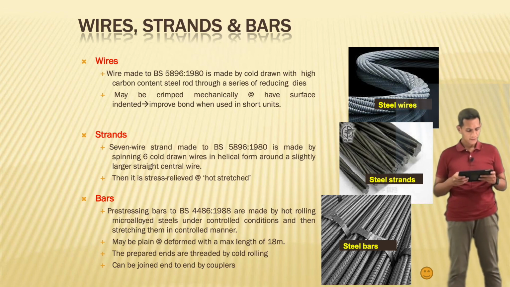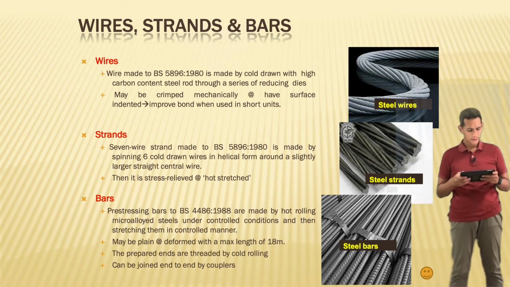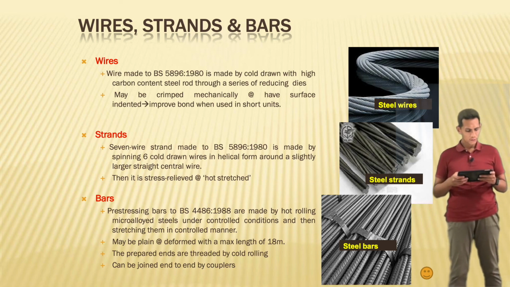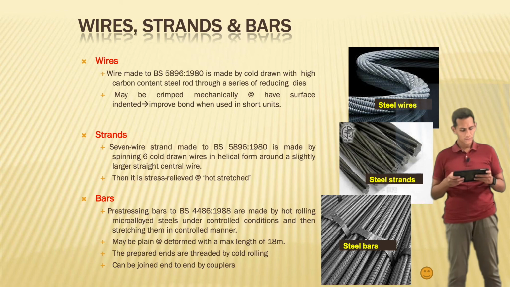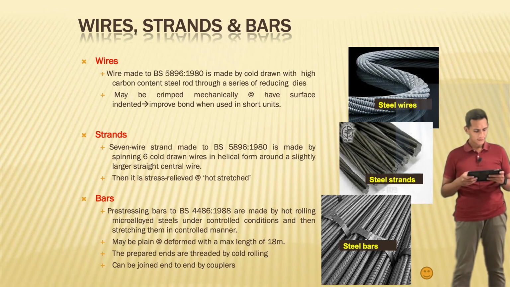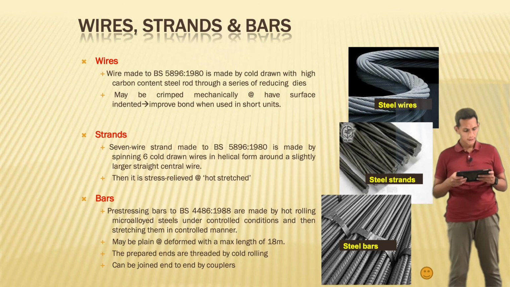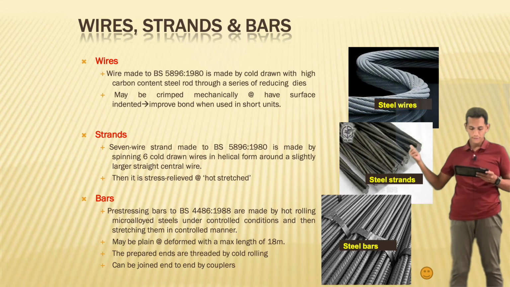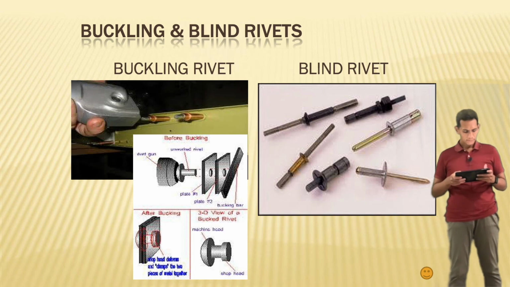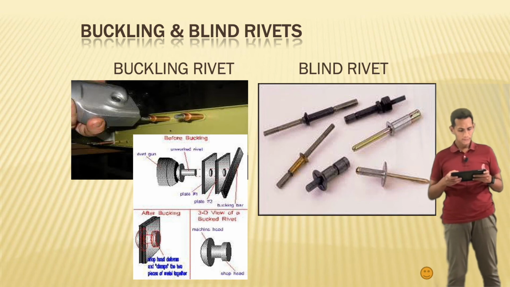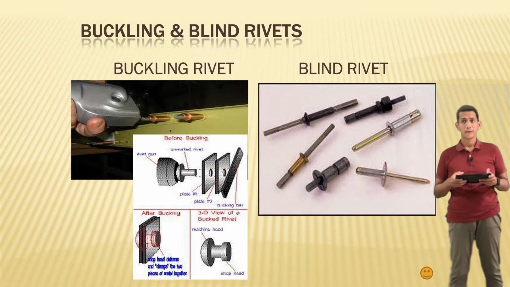Bars, pre-stressing bars to BS 8886 1988, are made by hot rolling microalloy steel under controlled conditions and then stretching them in a controlled manner. May be plain or deformed with a maximum length of 18 meters. The prepared ends are threaded by cold rolling, and can be joined end to end by coupler. So we have a figure of steel wires, steel strands, steel bars. And then buckling and blind rivet. So this is an example of a buckling rivet, blind rivet, shown in the figure.